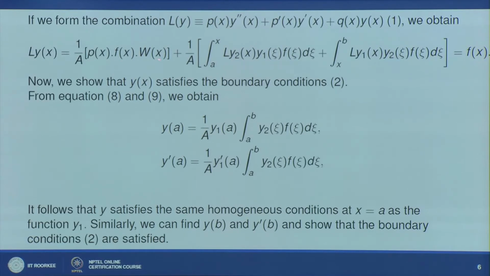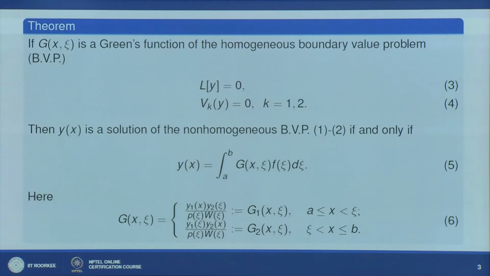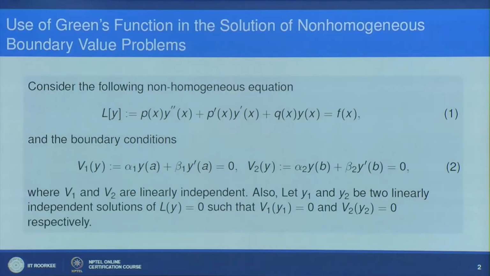So it means that if your g is given by expression 6, then y(x) equal to the integral from a to b of g(x, xi) f(xi) d xi will satisfy the non-homogeneous problem given by Ly equal to f(x). The only remaining thing left is that it also satisfies the boundary conditions specified at points A and B.